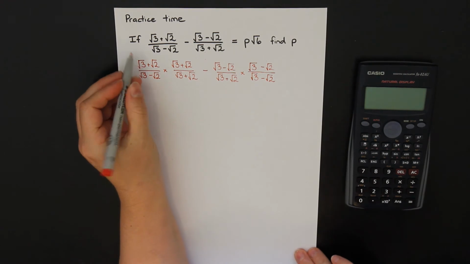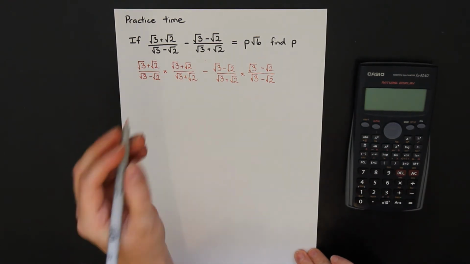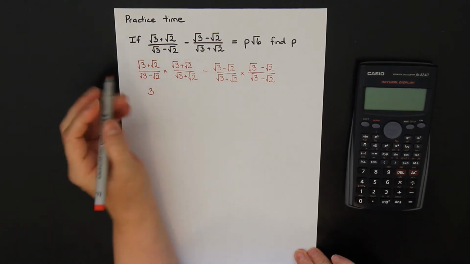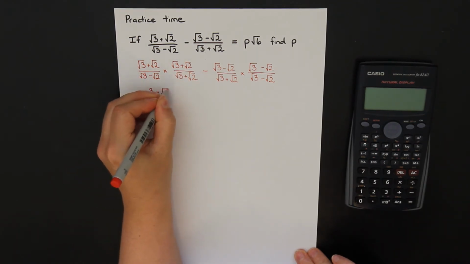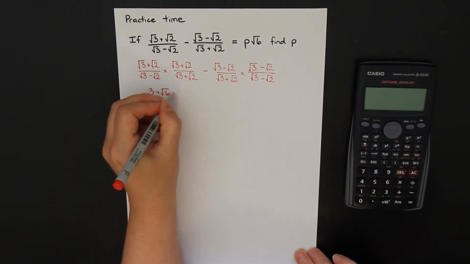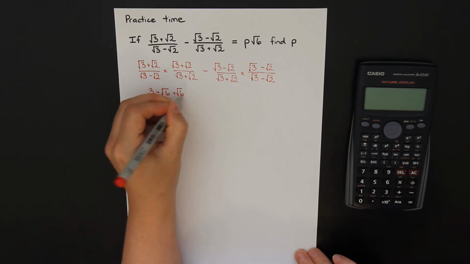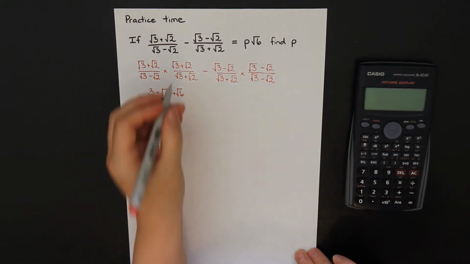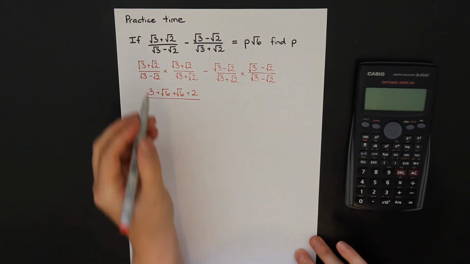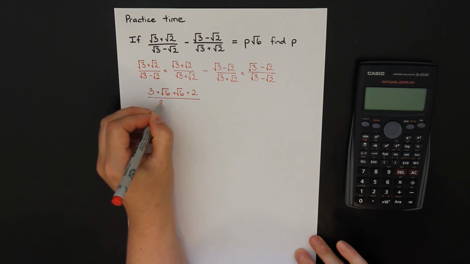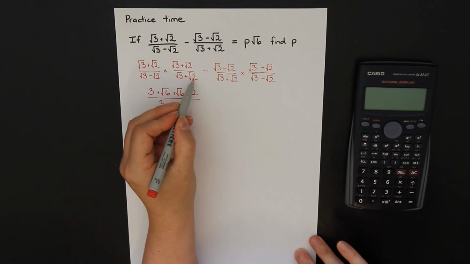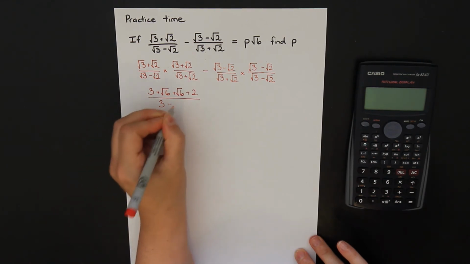So the first one, doing the FOIL expansion, root 3 times root 3 is 3. Then do the outside, root 3 times root 2 is a positive root 6. Root 2 times root 3 for the inside is another root 6. And last, root 2 times root 2 is 2. On the bottom, root 3 times root 3 is 3. The middle terms will cancel out, so the last ones are minus root 2 times root 2 makes a minus 2.